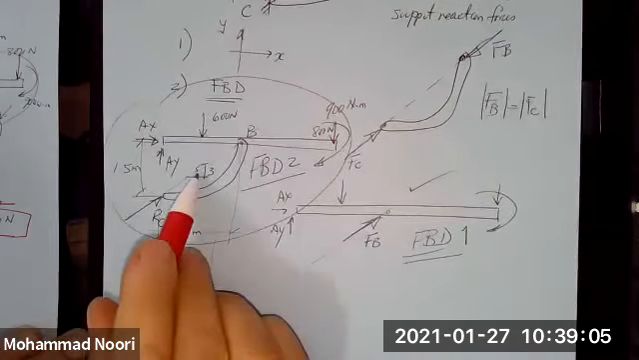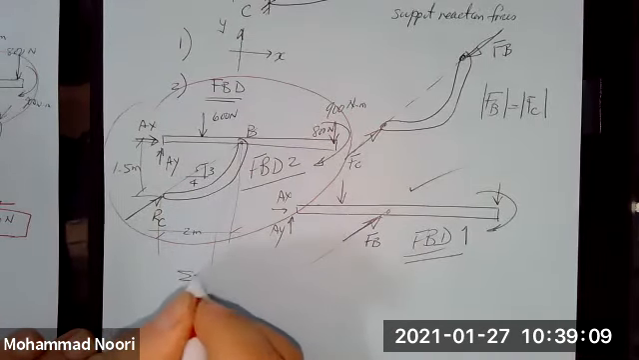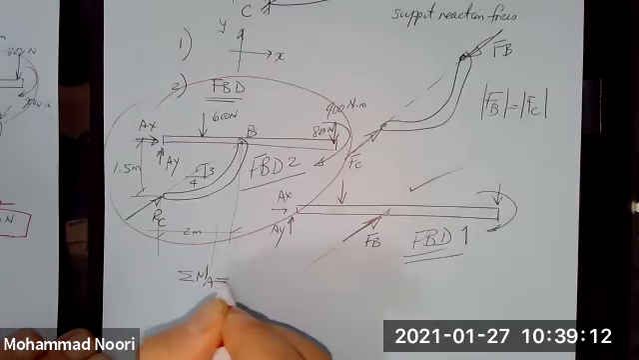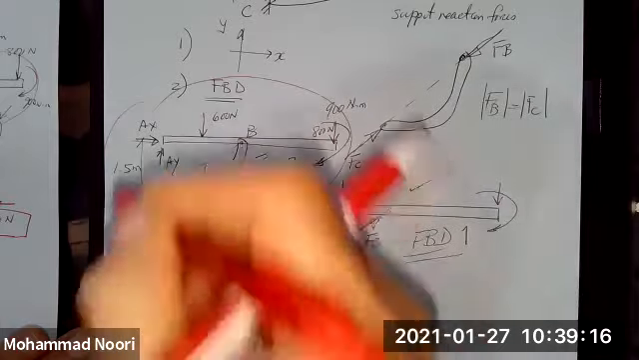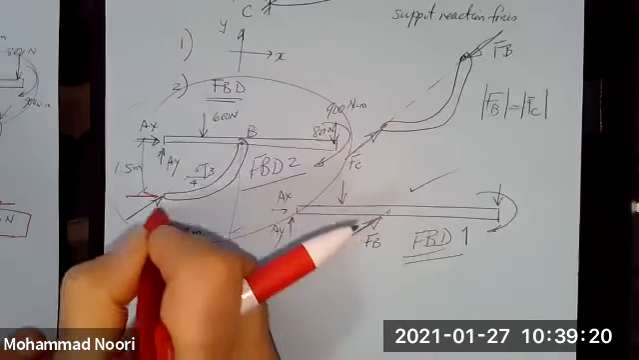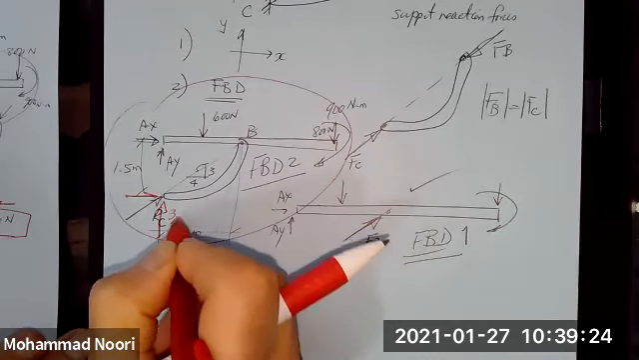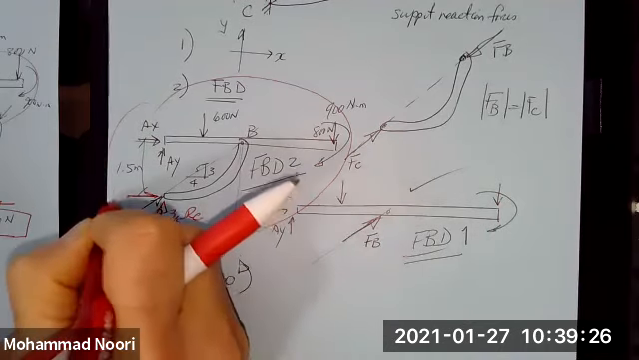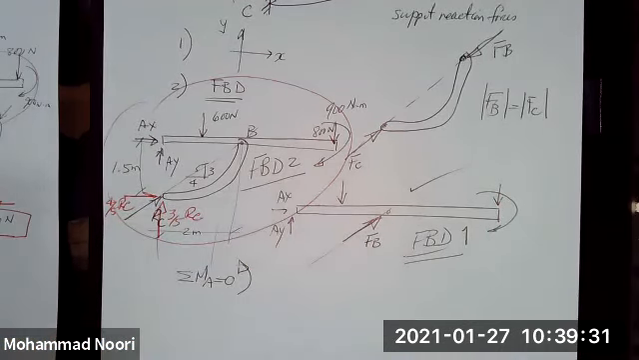So if I start with that, I can simply take summation of moments about point A equal to 0, because that is a point. And of course, I need to resolve this force also into its components. This would be 3/5 of RC, and this is 4/5 RC, when I break this into its components.